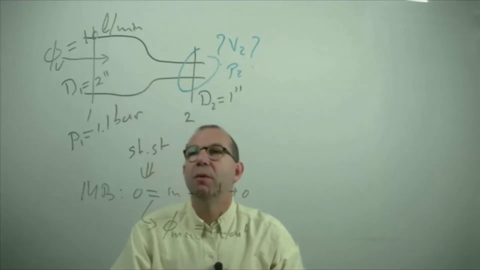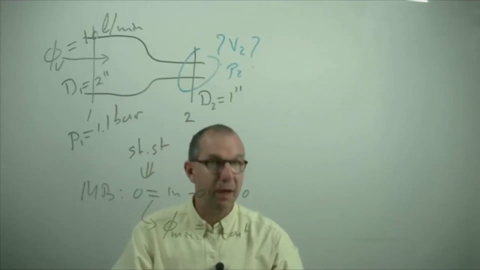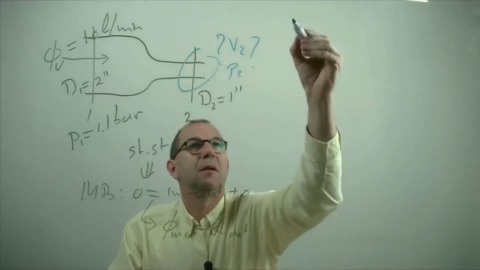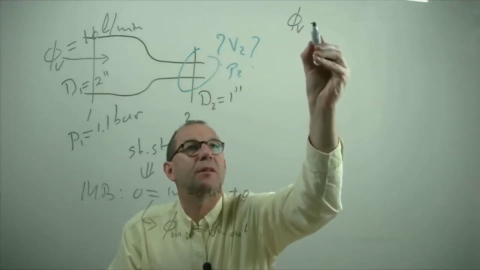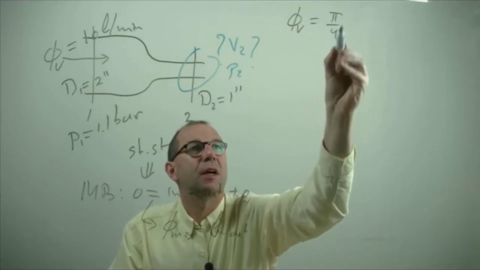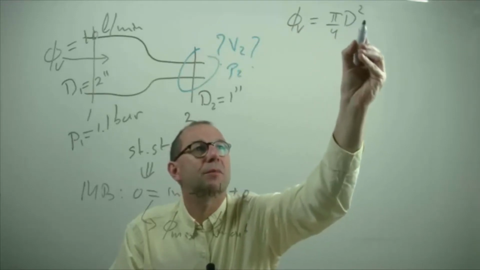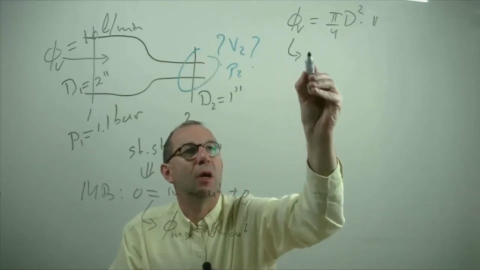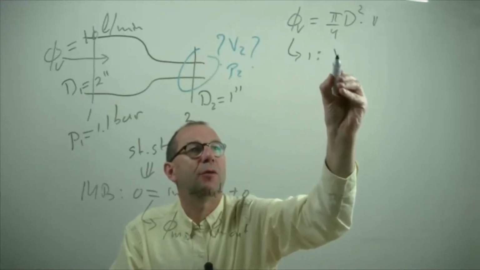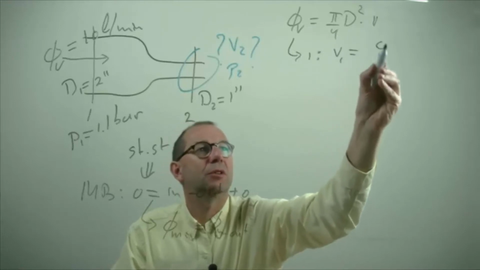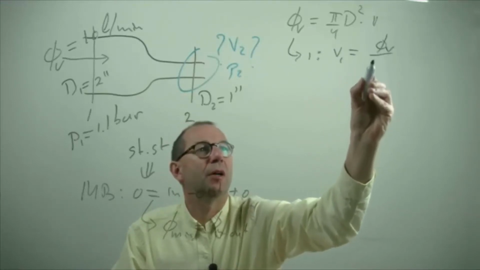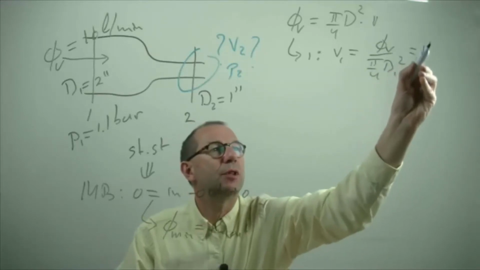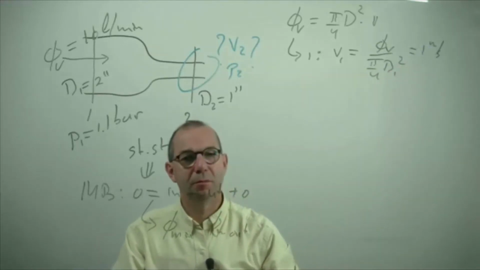From the inflow, where I know the volume, I can compute the inflowing velocity. The flow rate is the cross-sectional area times the velocity. Thus, at 1, I have V1 equals the flow rate divided by the area of 1, giving me a velocity of a meter per second.